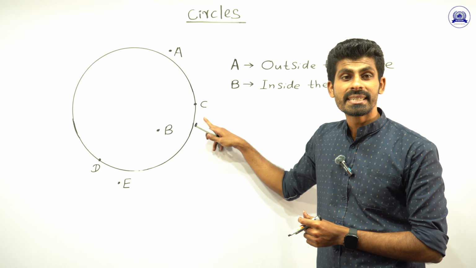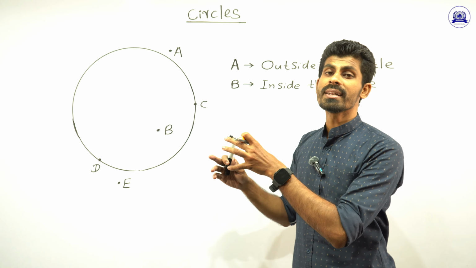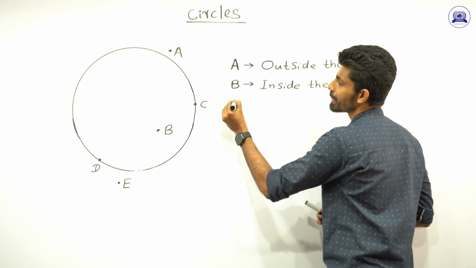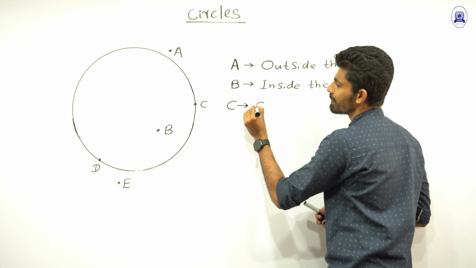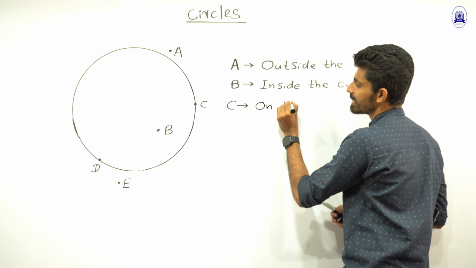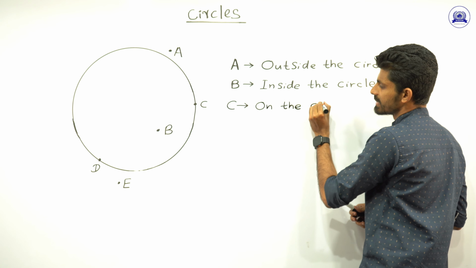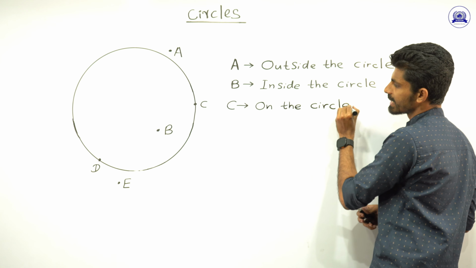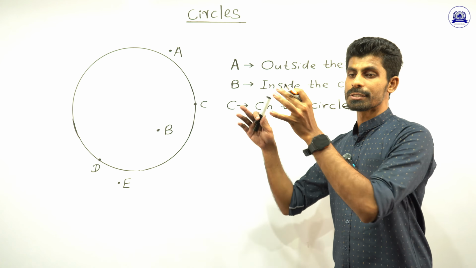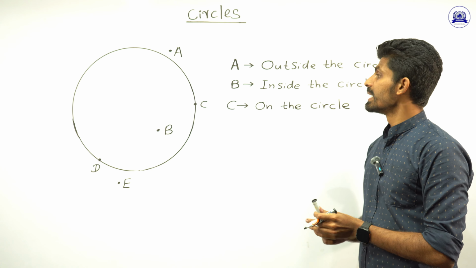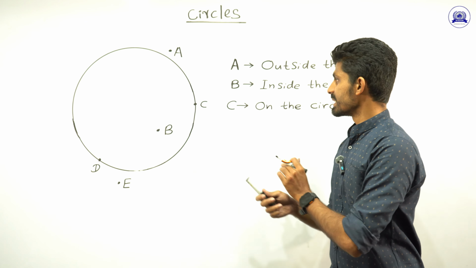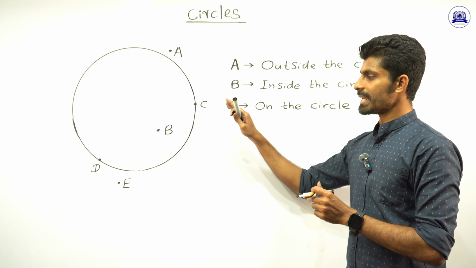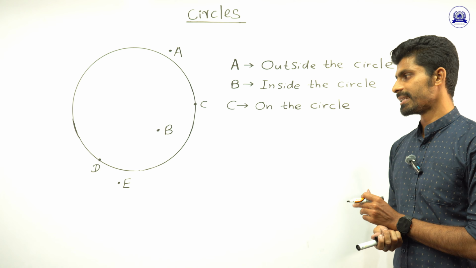C means on the circle. Very good. C means on the circle. So A equals outside of the circle. B equals inside the circle. C equals on the circle.